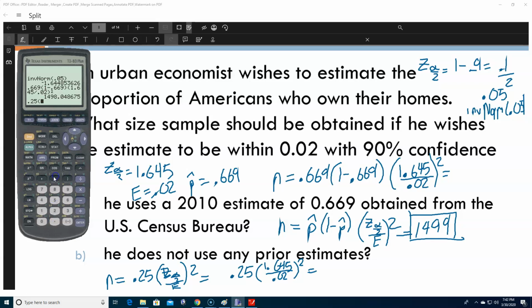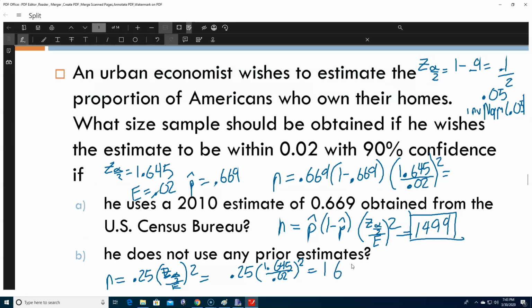0.25 times 1.645 divided by 0.02 squared. There's our number, 1,692, because again, we round up every single time. 1,692. And that's how you estimate a sample size, using the special characteristic p hat or no special characteristic whatsoever.